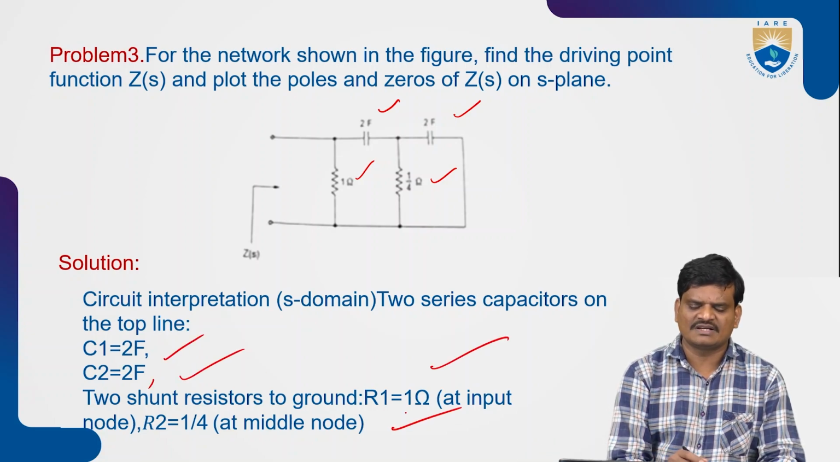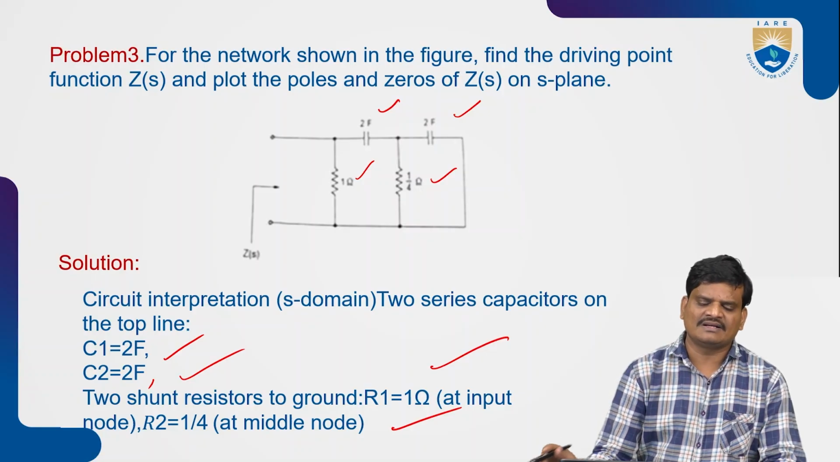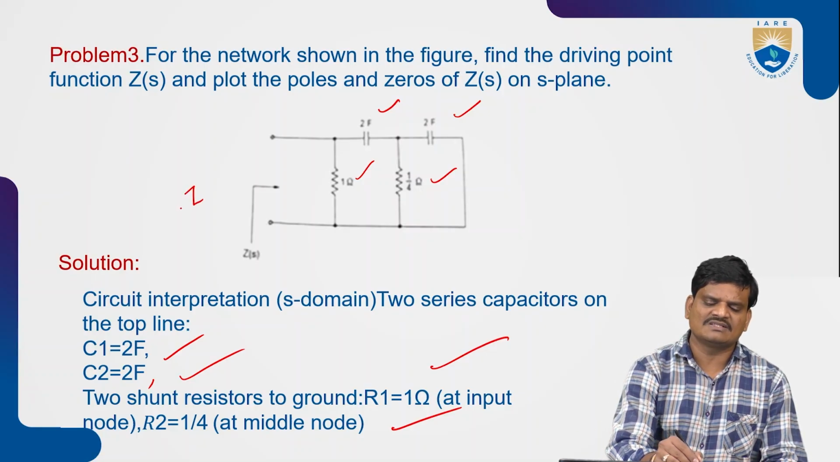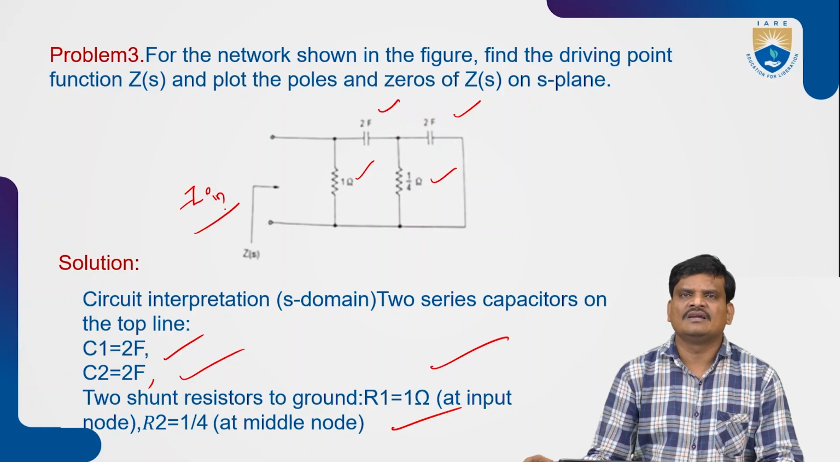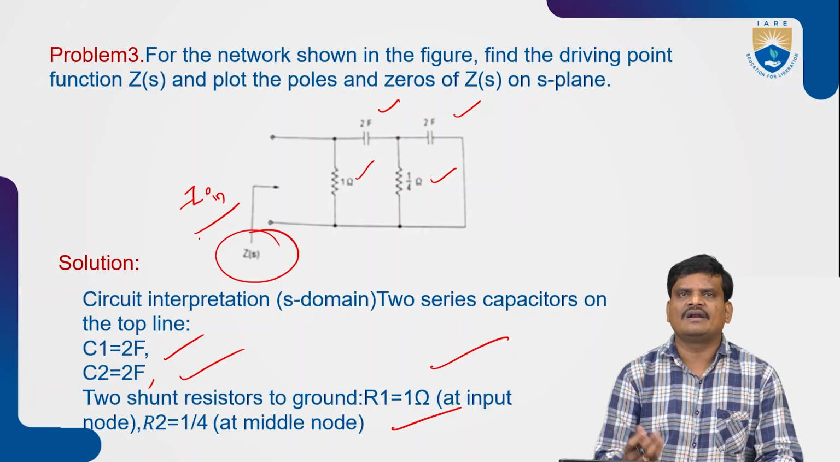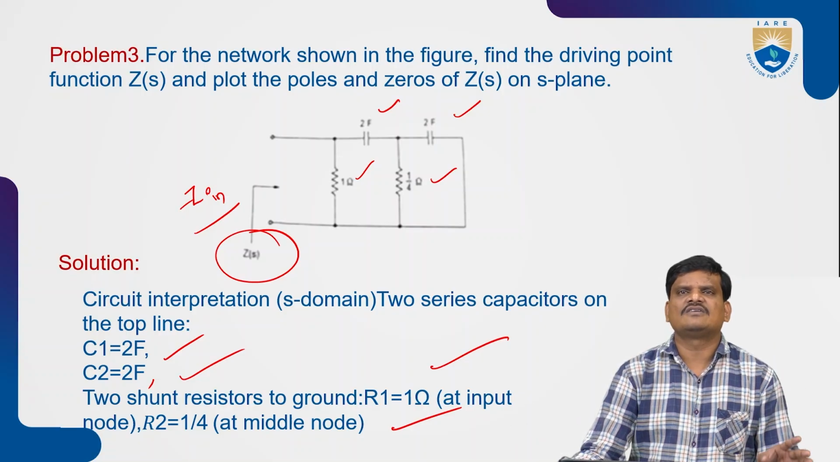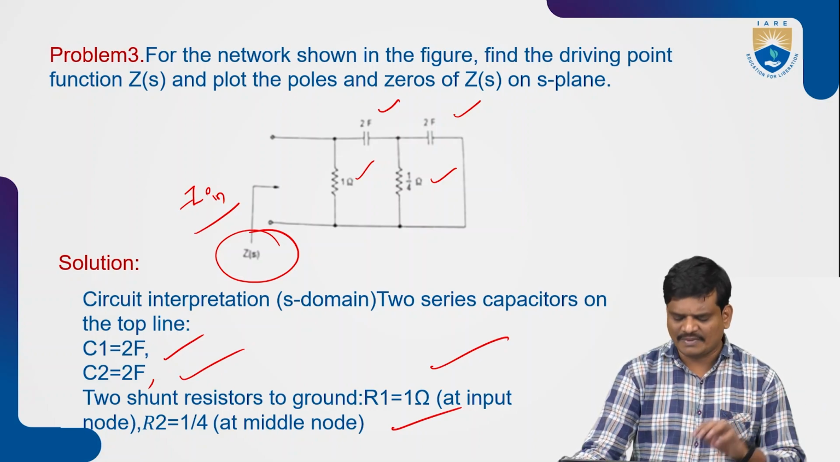It consists of two resistors where the value of R1 is 1, R2 is 1 by 4, C1 is 2 farads and C2 is 2 farads. So this is the circuit given. You need to calculate the driving point impedance. Driving point impedance is also considered as the input impedance. So you need to calculate this particular Z of S or Z in of S, or driving point impedance, for the given circuit, which consists of two resistors and two capacitors.